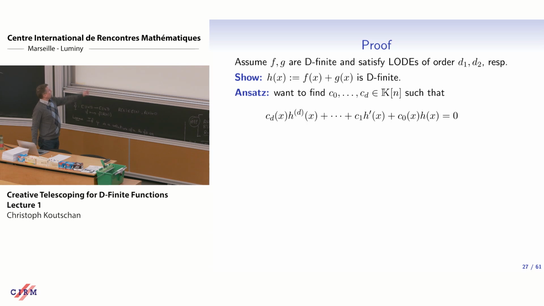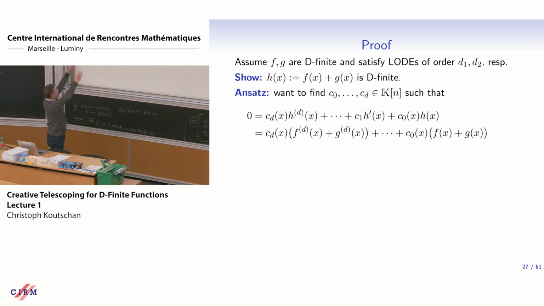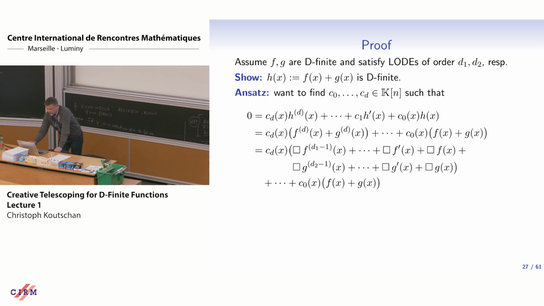Now, we use the definition of h. We put the 0 on the other side so that the formulas fit more nicely. And then we replace h by linearity of the derivative. This is the d-th derivative of f plus the d-th derivative of g. Here h is just f plus g. And now we use the fact that f and g are both D-finite. So if we have this d-th derivative of the function f, we can use the defining differential equation of f to rewrite this high derivative of f in terms of lower derivatives.